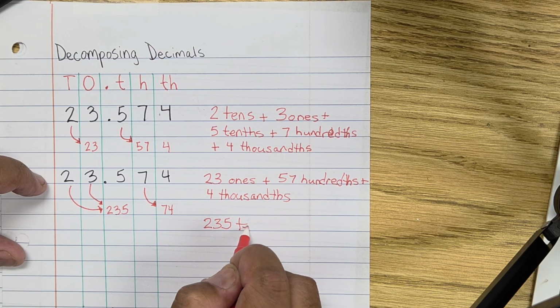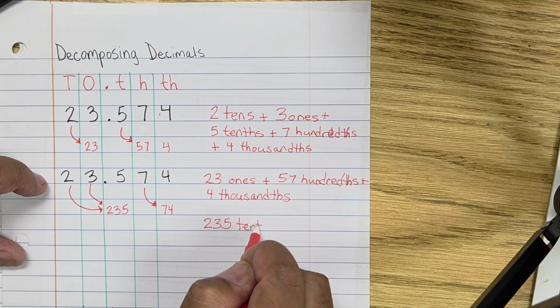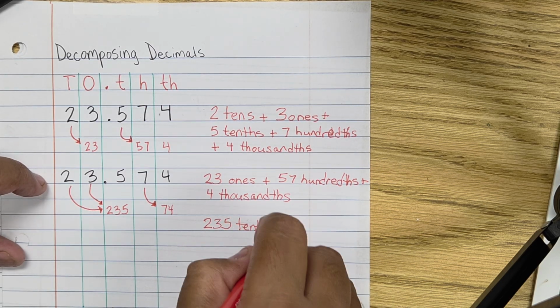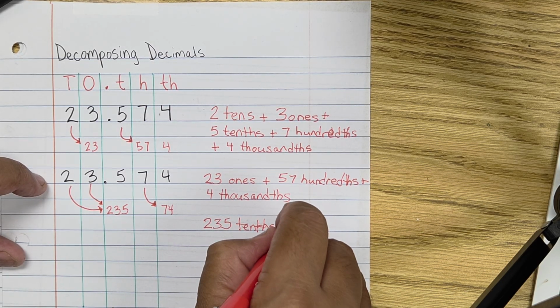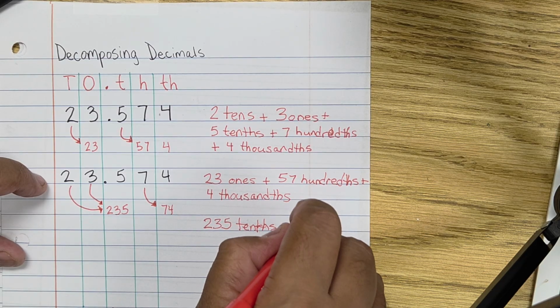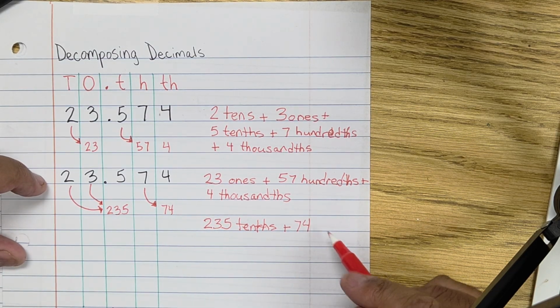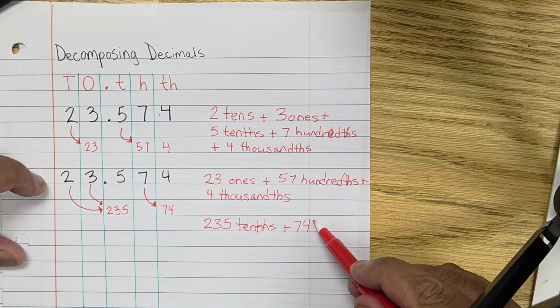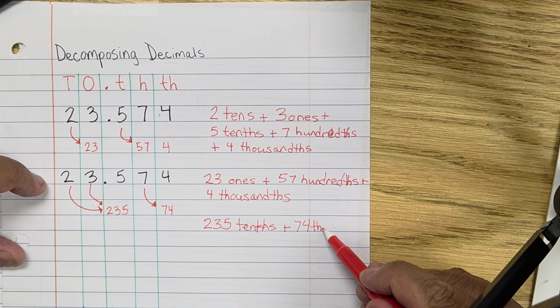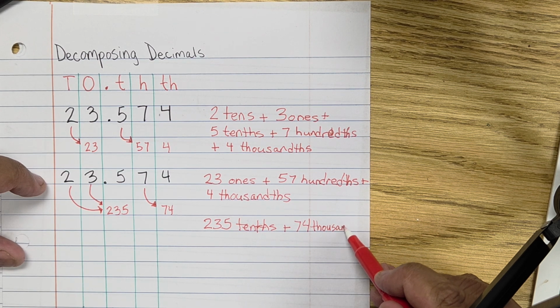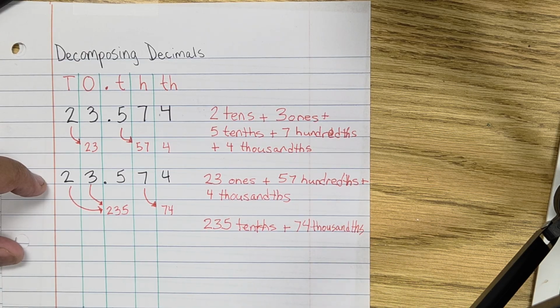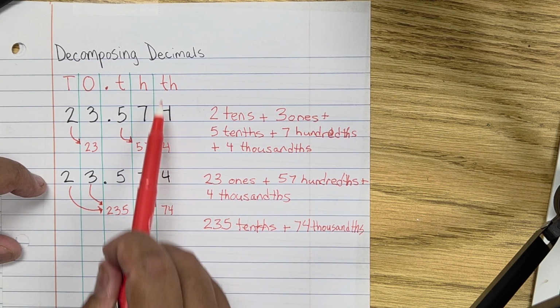And I can write it down just like that: 235 tenths plus 74 thousandths. Sorry, my camera stand is in the way. I got a brand new camera stand thanks to a parent, and I'm just getting used to it. There we go. So we have 235 tenths and 74 thousandths.